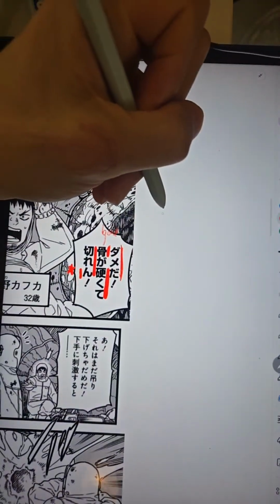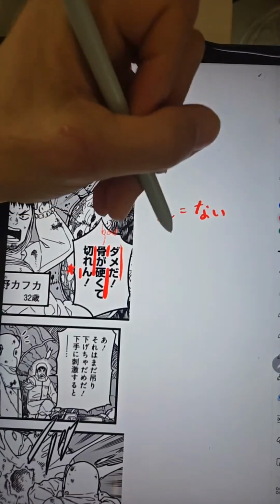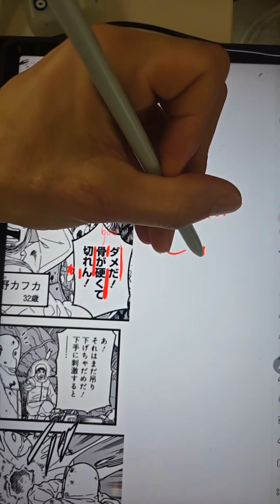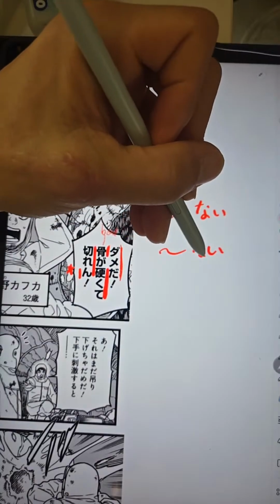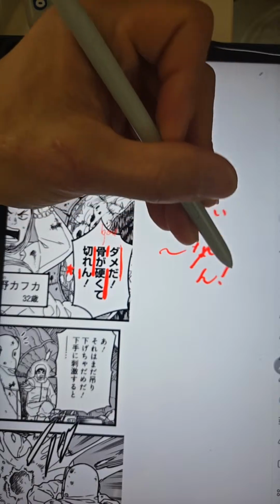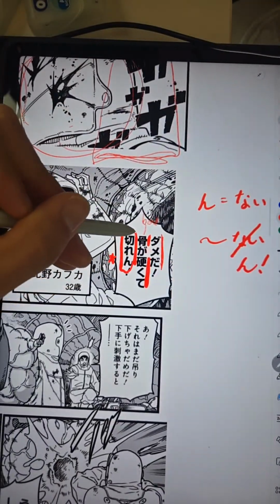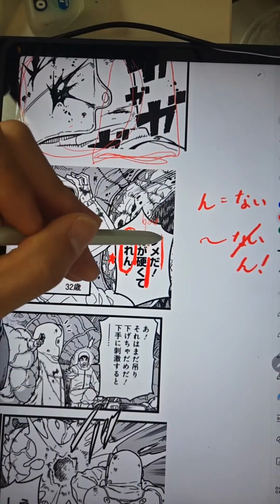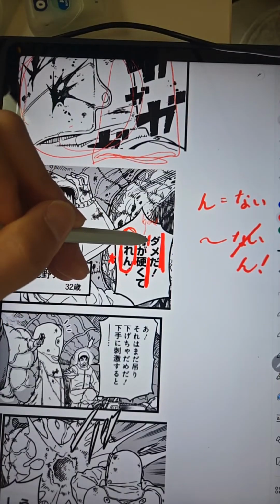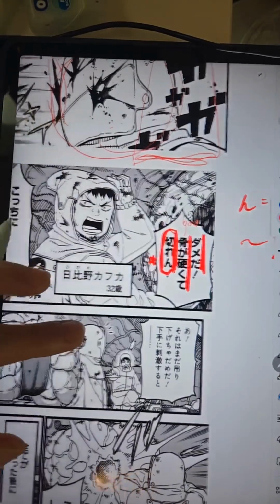In casual situations, ない can mean negative. Whatever verb negative, in casual form, you can replace ない with just ん. So with that, what this means is, 切れん, I cannot cut. 切る is to cut. So, 骨が硬すぎて no good. The bones are too hard. I can't cut it. Okay.